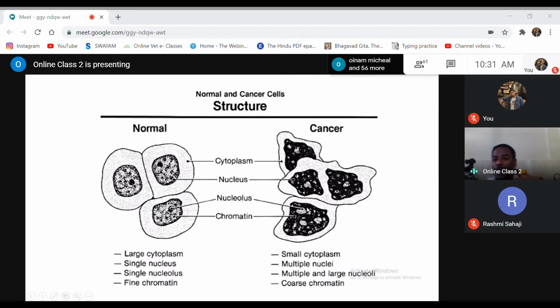And the chromatin content is more coarse in nature. Means it will not be smooth. It will be granular. Coarse means it will be in the form of multiple granules. So these are some of the nuclear abnormalities you can find.